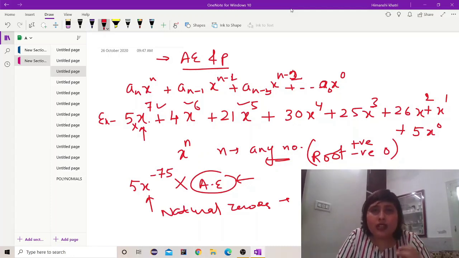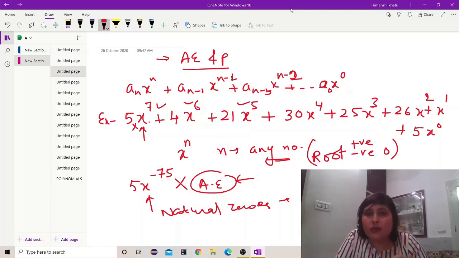So what do we understand now? In a polynomial, only whole numbers can be used as a power for variables. We cannot use any negative power, we cannot use any fraction power, we cannot use any root power. And in an algebraic expression, any power can be used. So every polynomial is an algebraic expression, but not every algebraic expression is a polynomial.